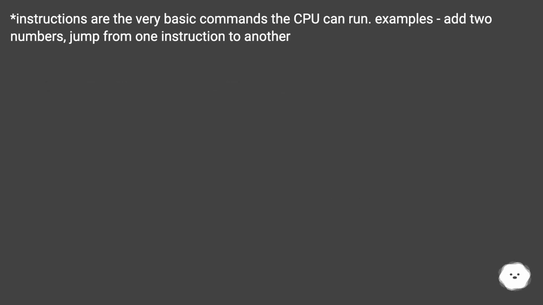Instructions are the very basic commands the CPU can run. Examples: add 2 numbers, jump from one instruction to another.